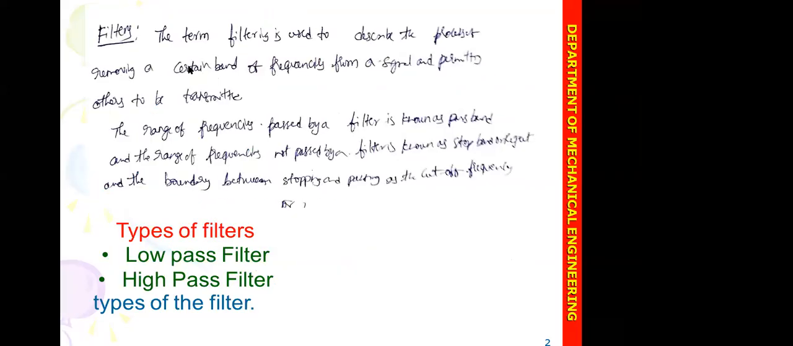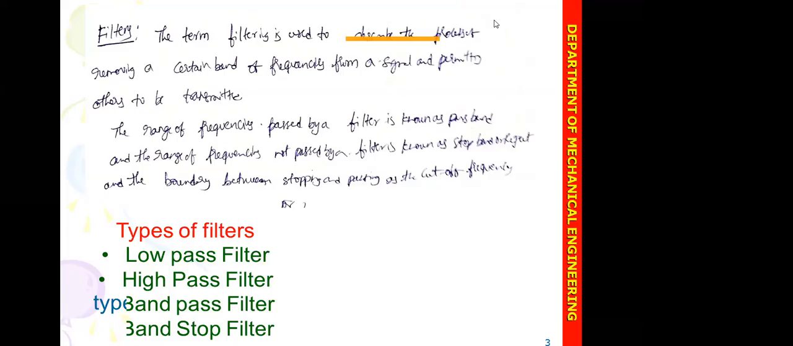The filter is used to describe the process of removing unwanted frequencies from a signal and permitting other frequencies to be transmitted. And this is very important, all of you see here: the range of frequencies passed by the filter is known as the pass band.